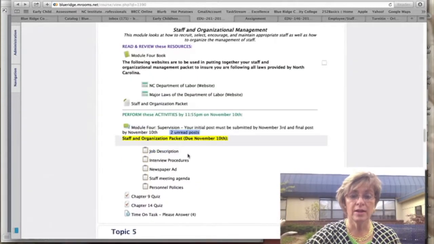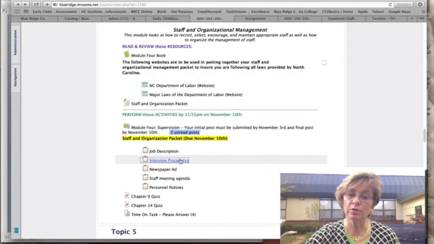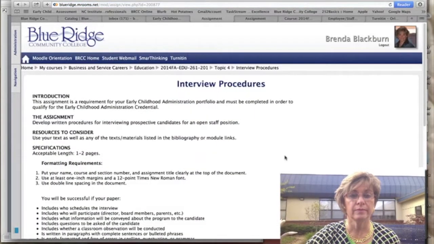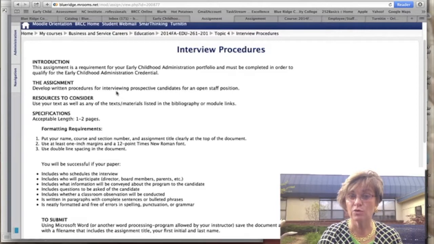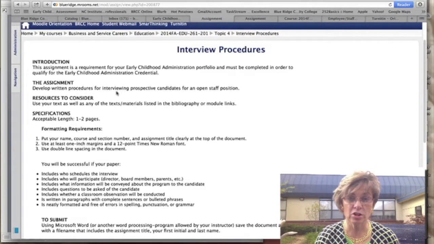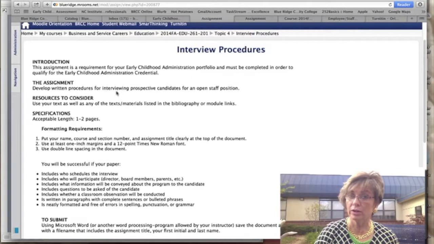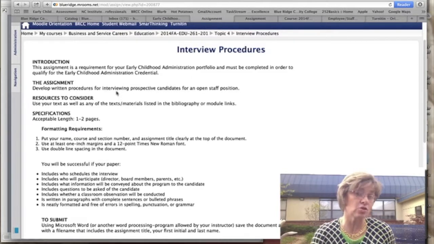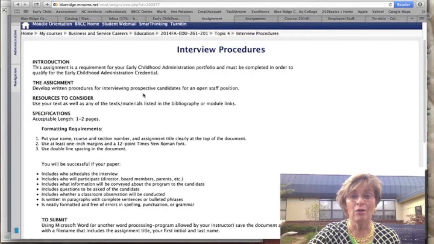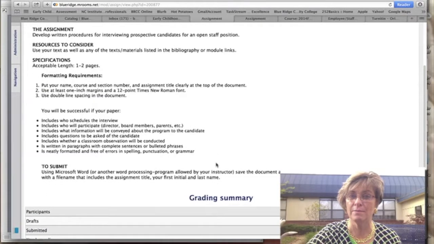Going to the next one, it's interview procedures. You're going to develop written procedures for interviewing prospective candidates for an open staff position. You can decide what that staff position is going to be. Is it the cook, a teacher, an assistant teacher, or an assistant director? You decide on what that position is going to be, because that will determine how you're going to submit and complete this assignment.